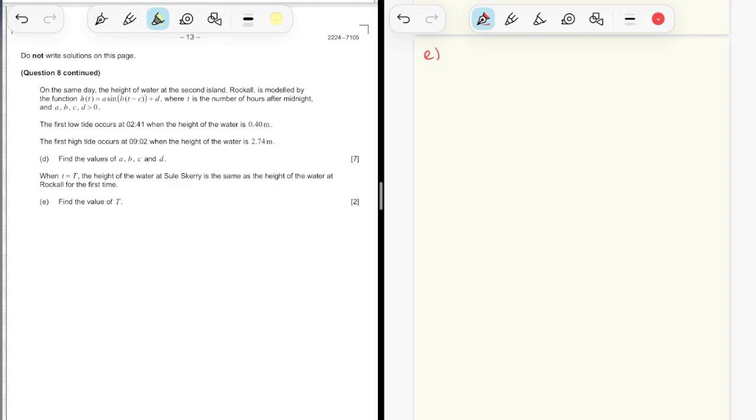Then for part E, we graph both of the functions. So h of t and h of t. Intersect, and we will get that t is around 4.16.